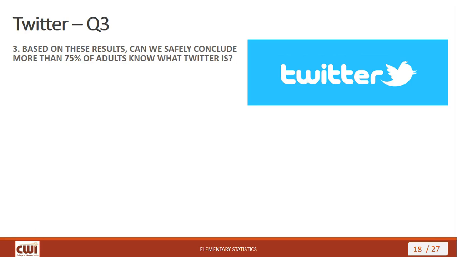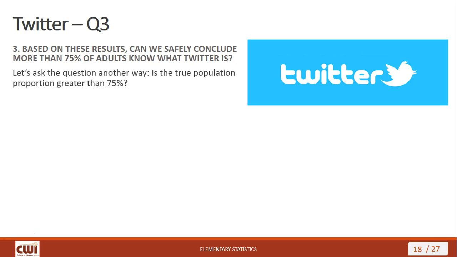Next question. Based on these results, can we safely conclude more than 75% of adults know what Twitter is? Well, let's ask the question a different way. Is the true population proportion greater than 75%? That's essentially what this question is asking. If more than 75% of adults know what Twitter is, then the true population proportion should be greater than 75%.